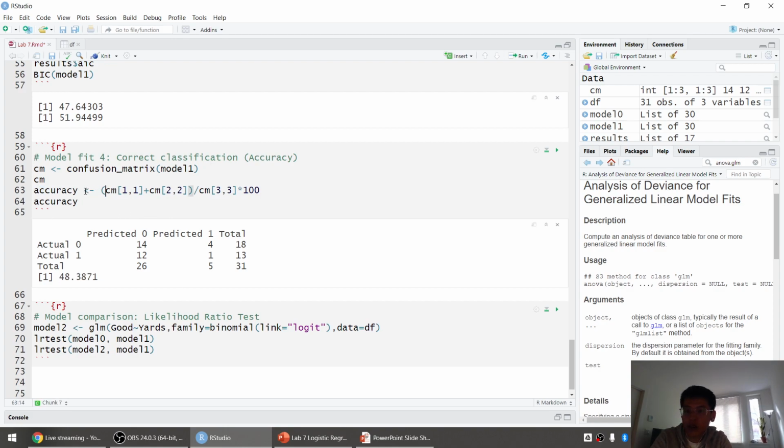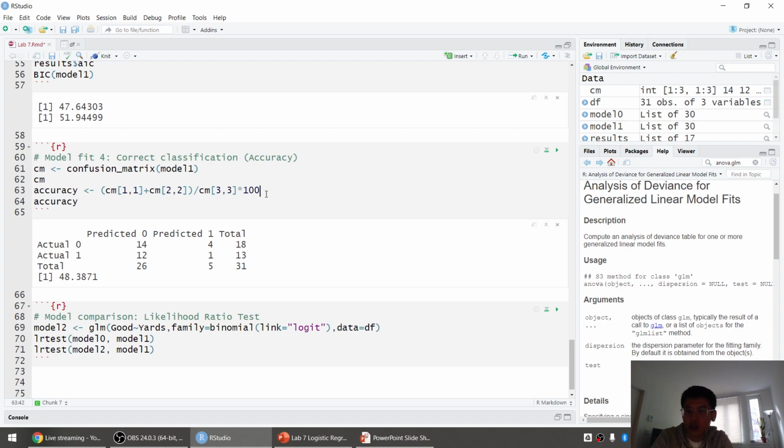For the accuracy, you can calculate it this way. This CM11 just means this 14 here. The CM22 is this 1. CM33 is the total number of observations. And I multiply by 100 to become a percentage.